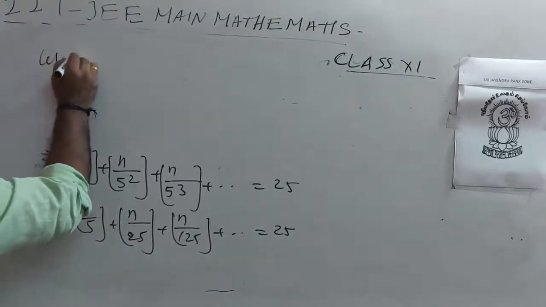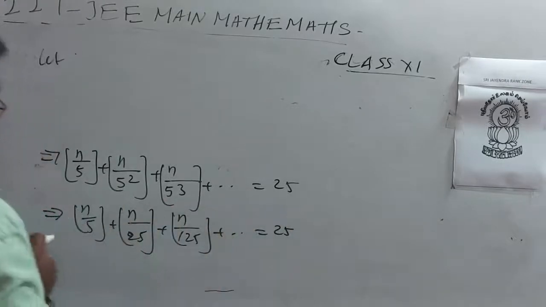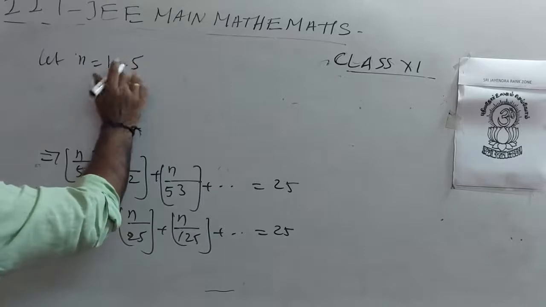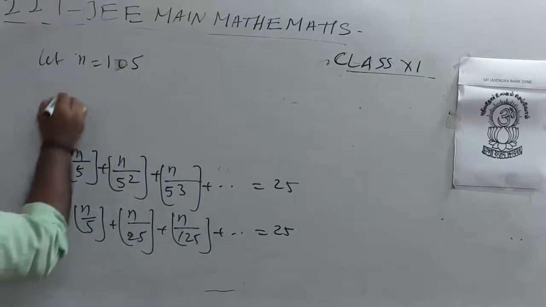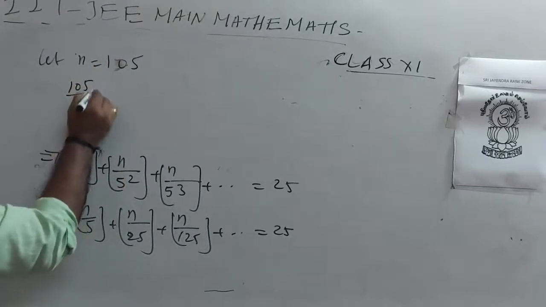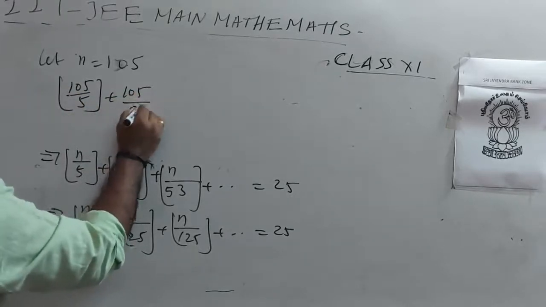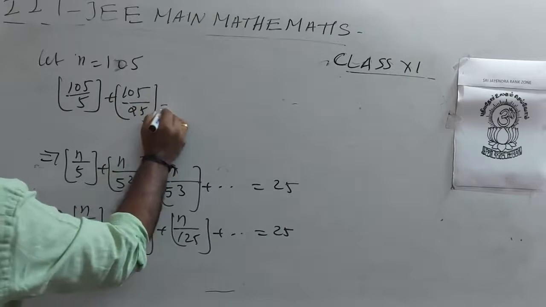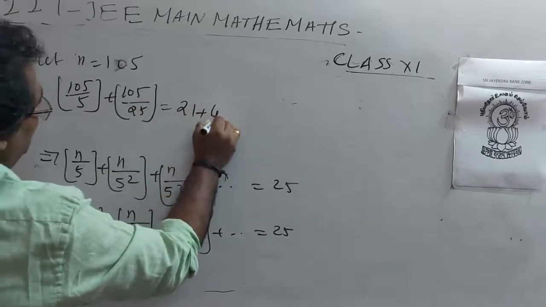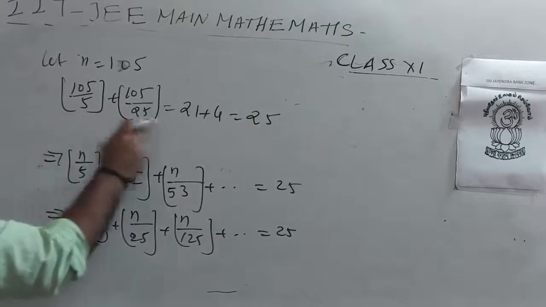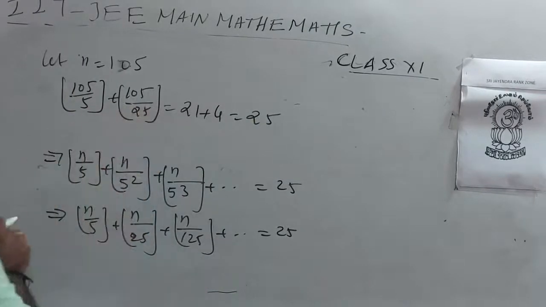Let's say we want to have 25 zeros. Let n equal 105. So 105 by 5 plus 105 by 25 is 21 plus 4, and 4 times 25 is 100. So only 4 is possible, which gives 25.